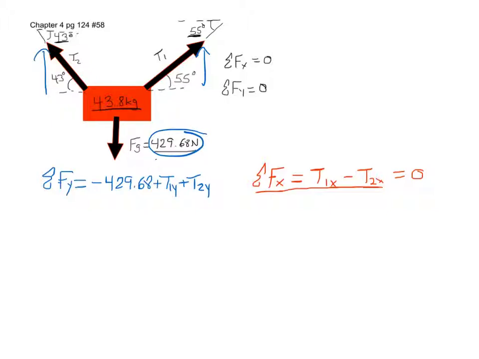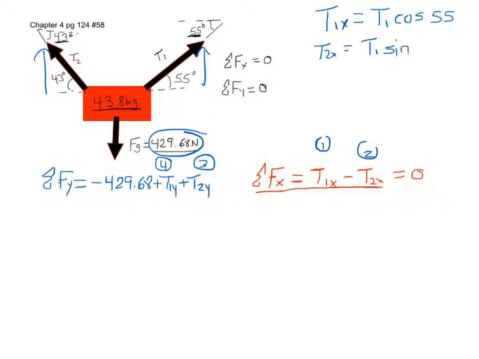Now we have four unknowns. We have 1, 2, 3, and 4 unknowns and only 2 equations. So what we have to do is we have to make our equations a little longer, try to minimize our unknowns. The way we do this is we look at T1, and T1x is going to be equal to whatever T1 is times cosine of 55. And T1y is going to be whatever T1 is, sine of 55.